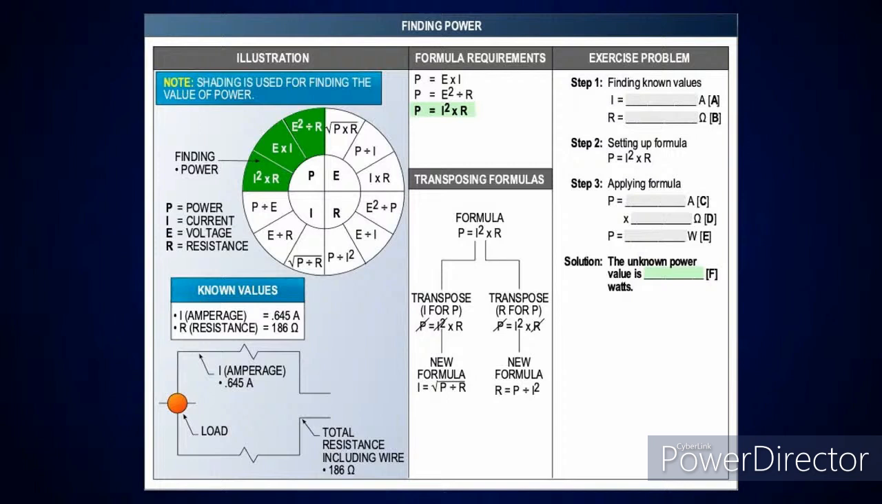But 100%. This one here, same calculation. You had I and R opposite of each other, so you're going to multiply that. The only difference is you had to square the amperage.